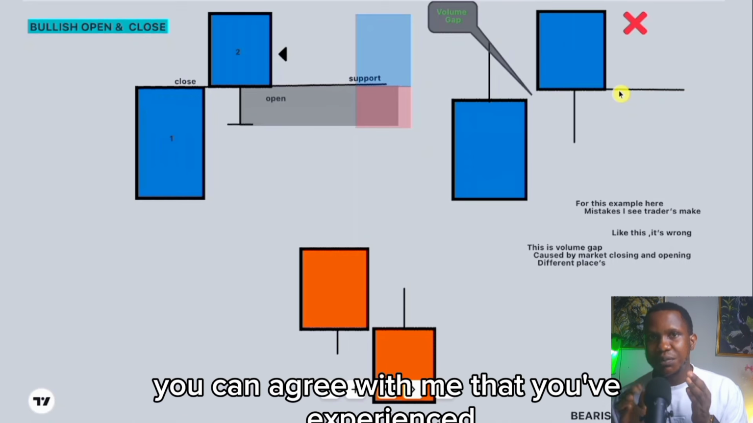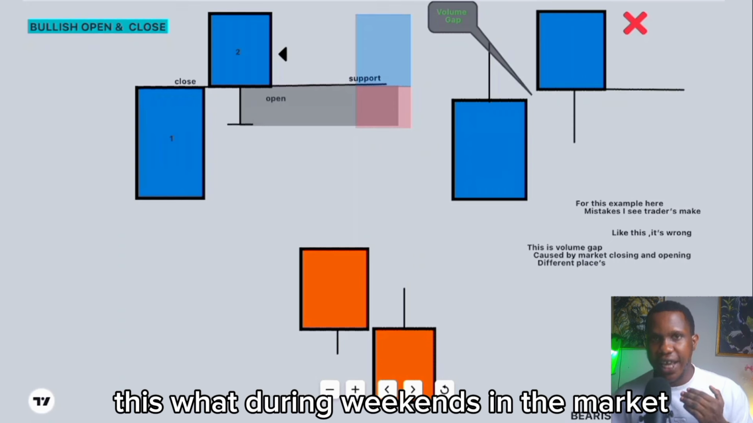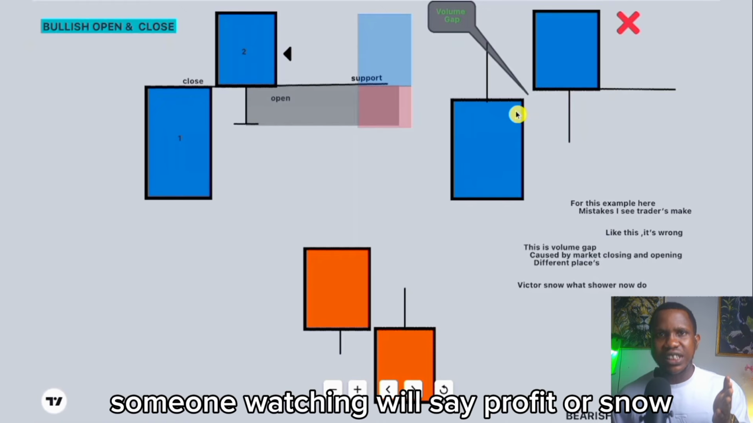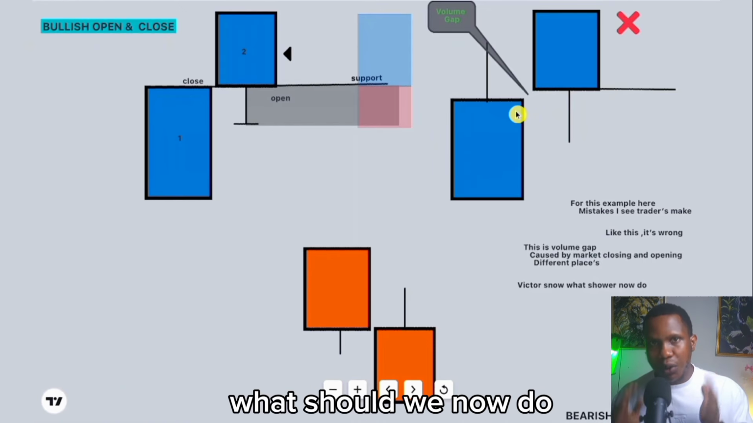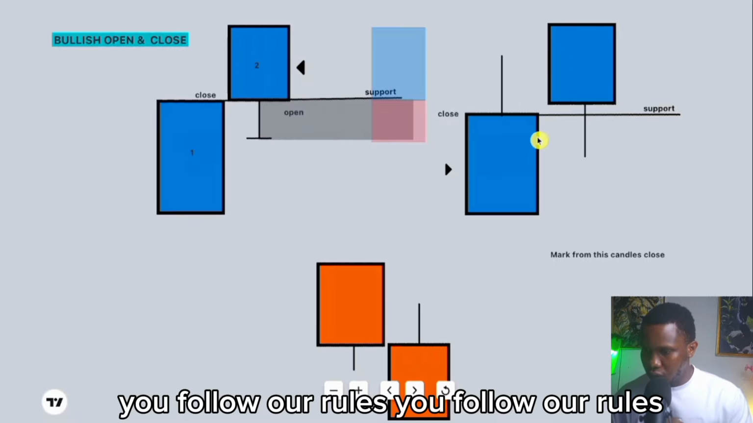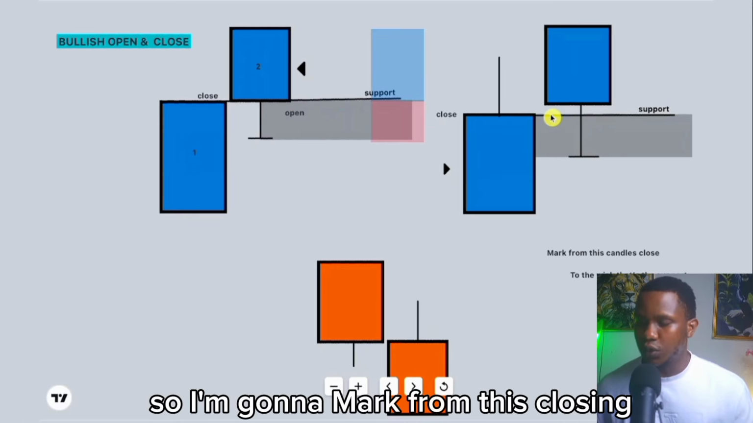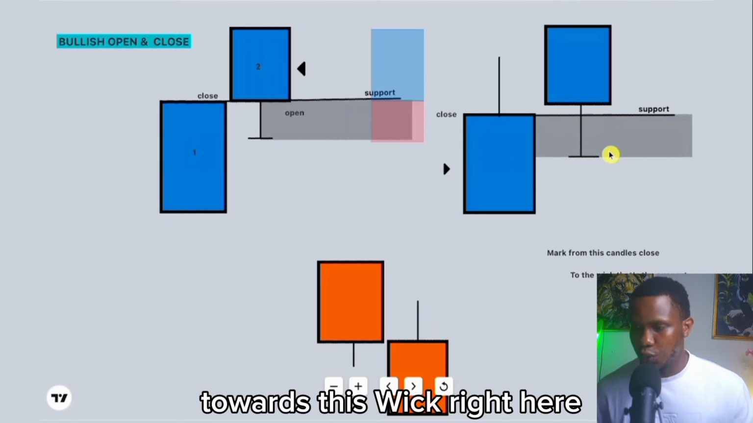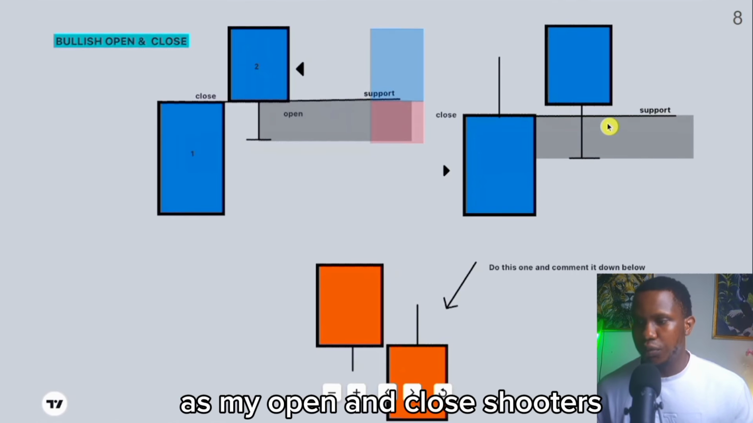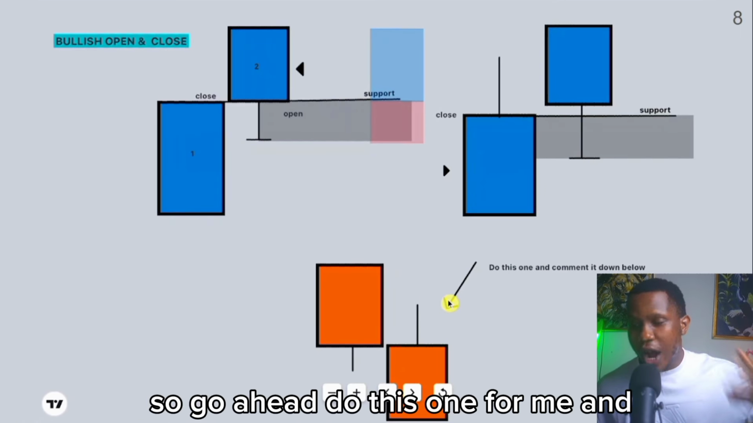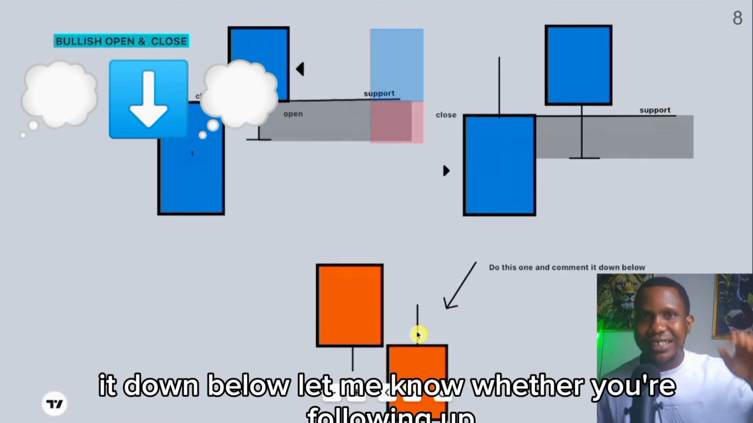You can agree with me that you've experienced this during weekends in the market. Someone watching will say, But what should we now do? You follow our rules. So I'm going to mark from this closing to this week right here as my open and close, traders. So go ahead, do this one for me and comment it down below.